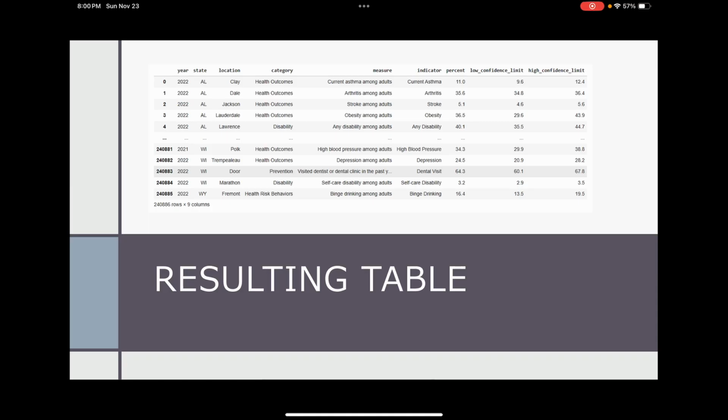It fills missing data with NaNs, converts columns with number data to be numeric, and renames columns so it's clear what they represent. After this shown code block, the clean data is saved to a clean file. This is the resulting table.